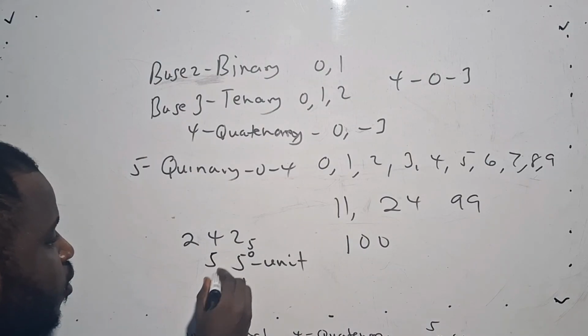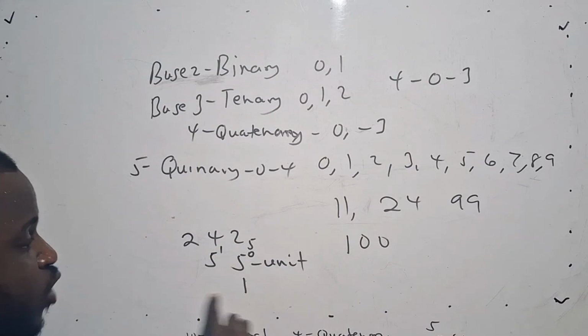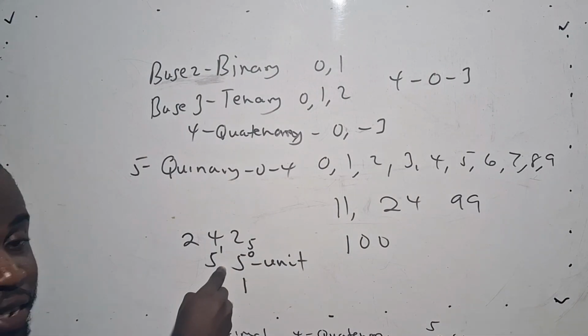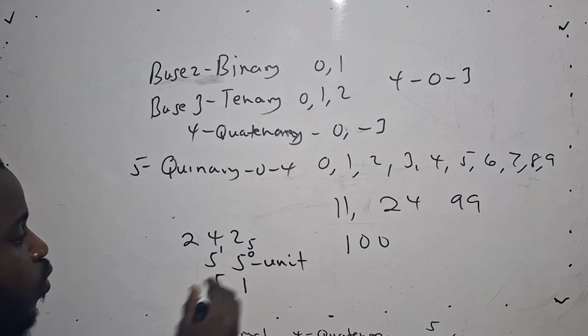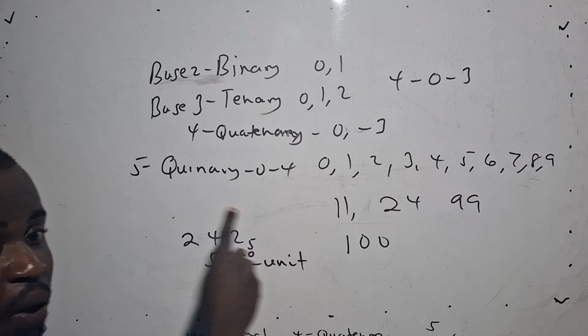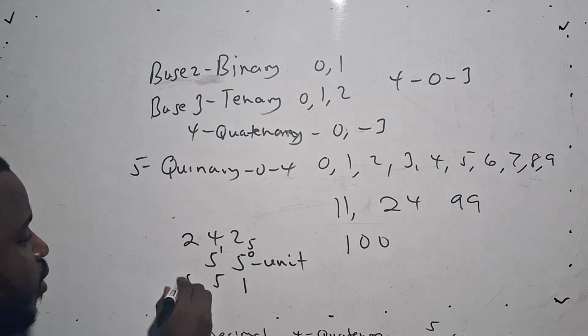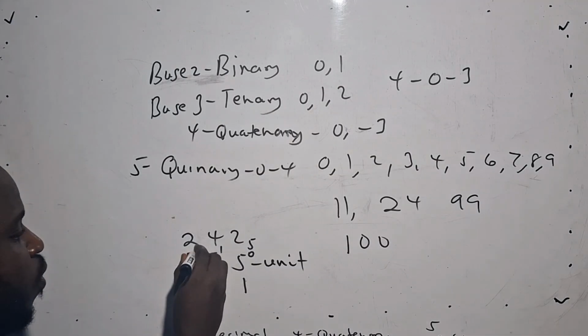For the next digit, it is 5 raised to the power 1, because there's one number after this number, which is 5. So you multiply this number by 5 raised to the power 1. And when you come to the next, it's 5 raised to the power 2.